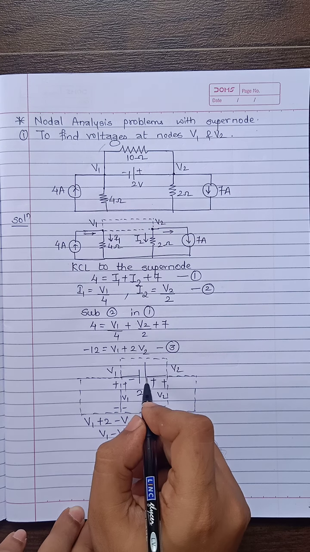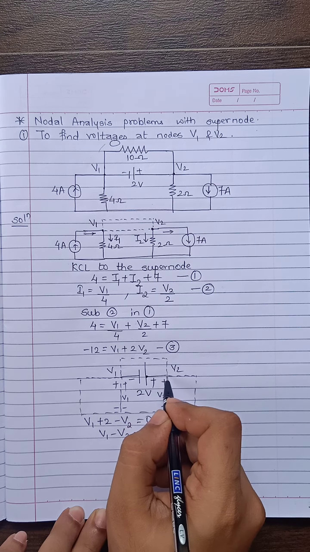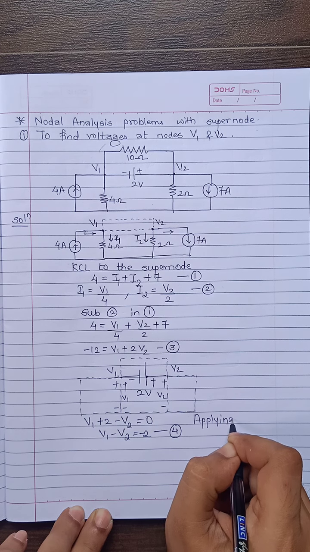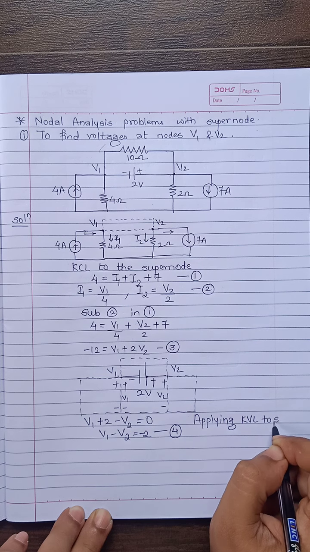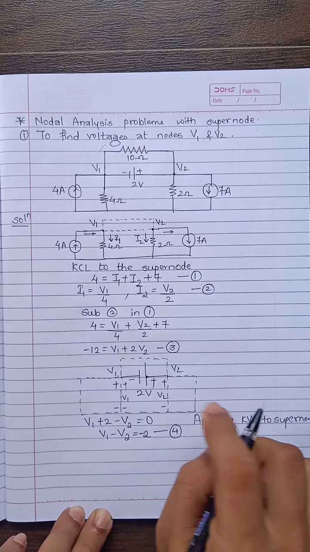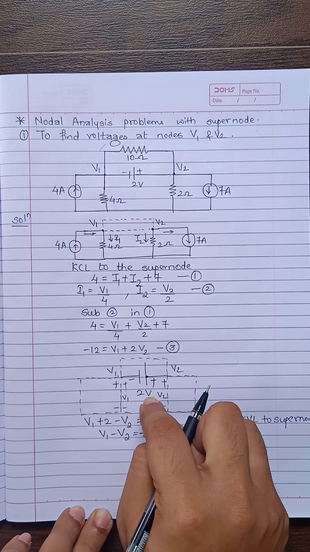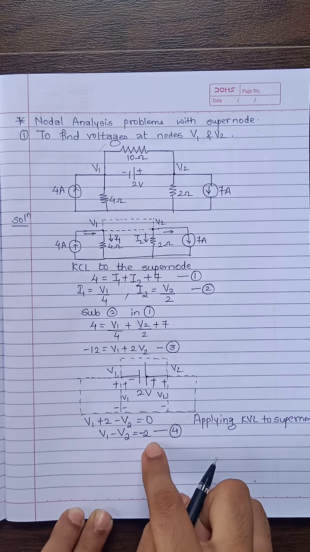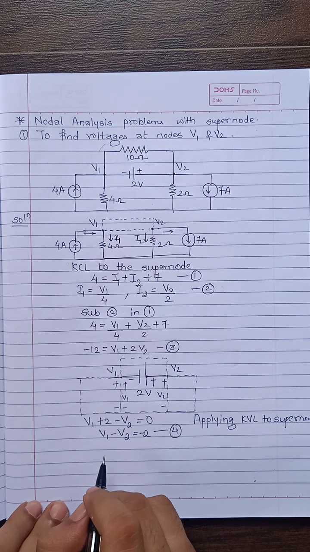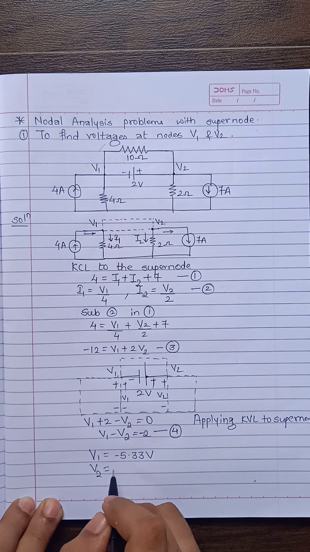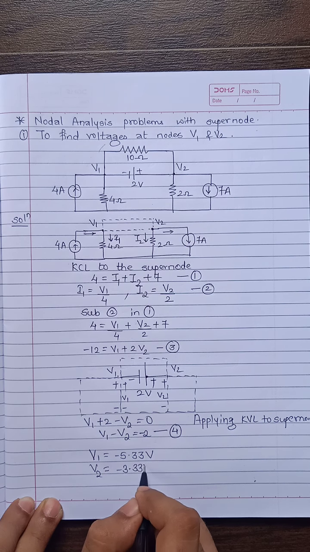The way which I do it, I always see positive is 2, so it will be always V2 minus V1 as 2 rather than applying KVL. This is by applying KVL to the supernode. Other way is just you can see positive minus negative, so it will always be V2 minus V1 is equal to 2 volt, okay, or V1 minus V2 is equal to minus 2. So when you solve both the equations, you will get the value of V1 as minus 5.33 volt and value of V2 as minus 3.33 volt.